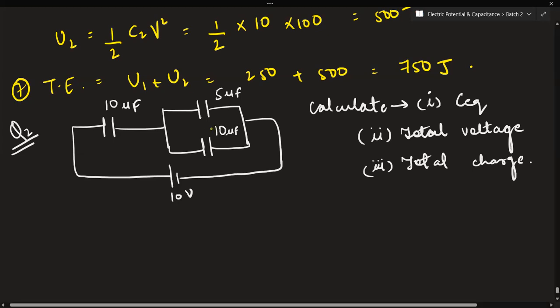See, if you are able to identify that both of these are connected in parallel, let's first solve these. Let's say this is C1, this is C2, and this is C3.